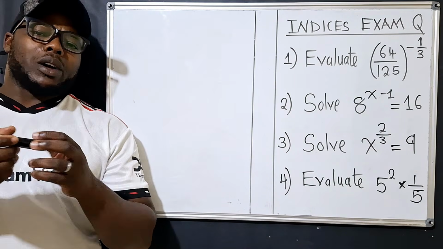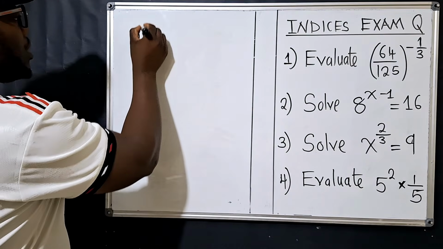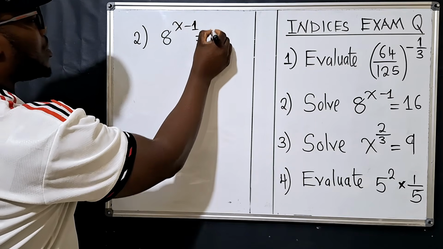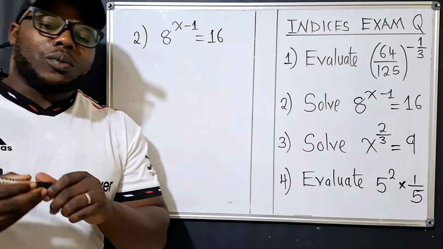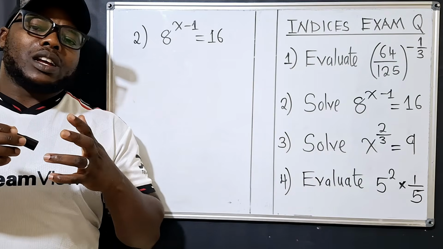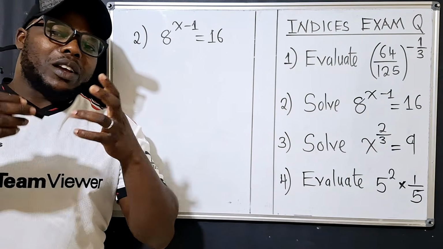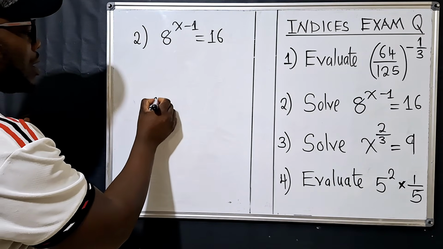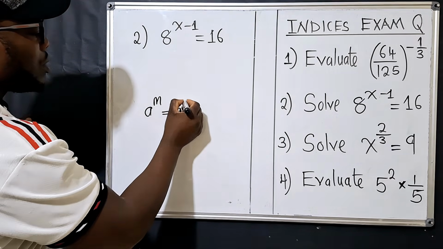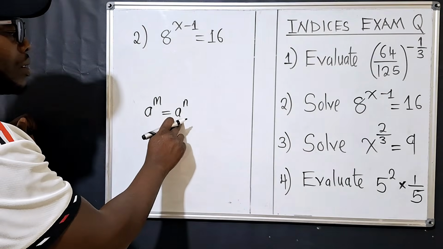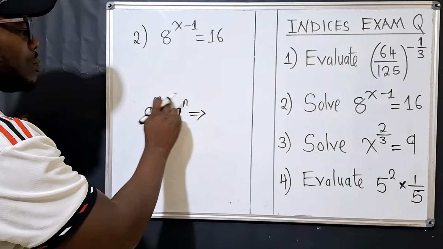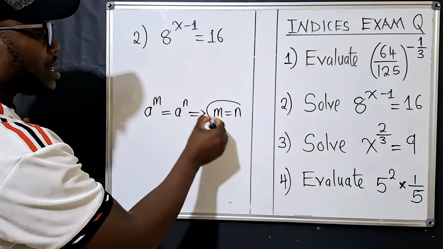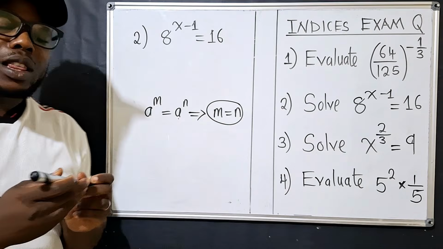All right, so for question number 2, which is 8 power x minus 1 is equal to 16. What we need to do on this question is to balance the bases. What I mean by balancing the bases is, let's say you've got a power m is equal to a power n. You see, the bases are the same. We can therefore say this power is equal to the other power. You can equate the powers, provided you know that the bases are equal to each other.